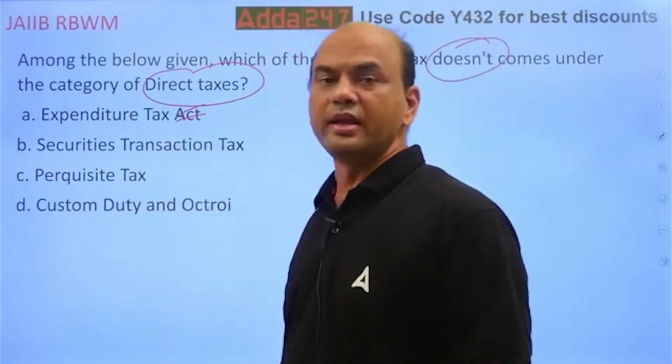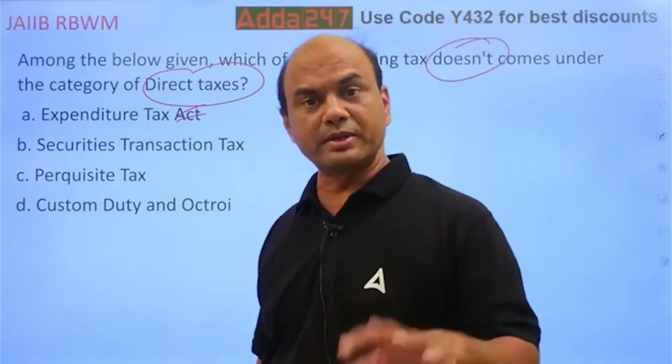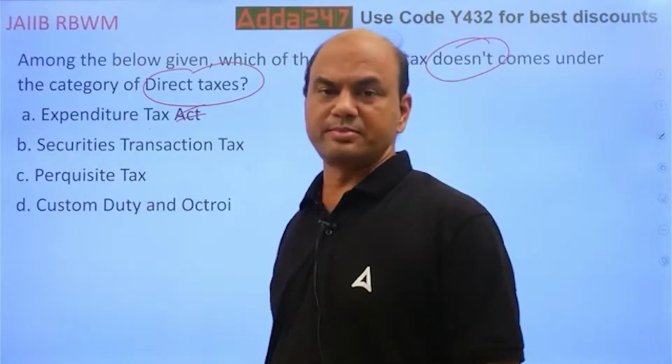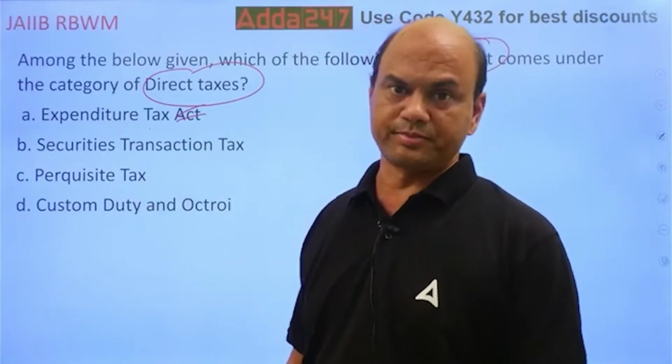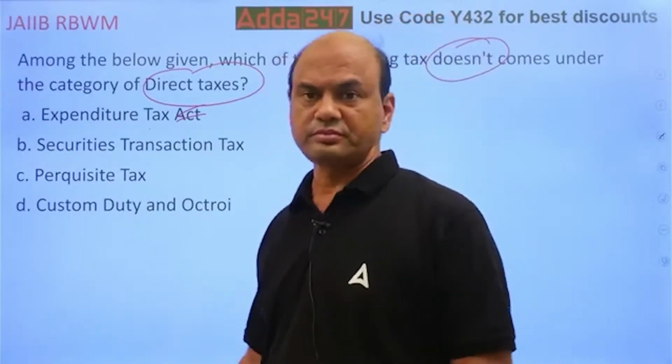STT, it is directly you have to pay. Whenever you do the transactions, you have to pay that STT. Okay. Perquisite tax. Perquisite means it is to be paid by the employer. Okay. Customs duty and octroi.